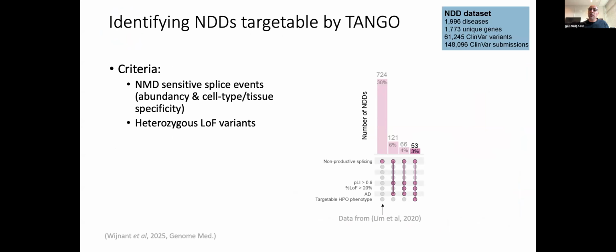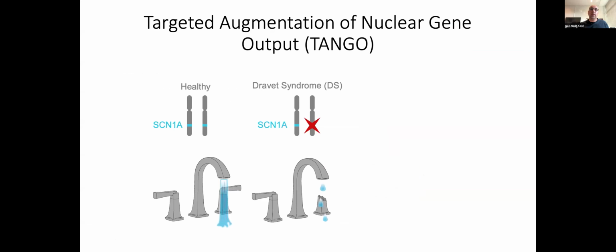I'll show you that in a second. So we really wanted to investigate, could that also be a strategy for EHMT1 or other neurodevelopmental disorders? And just to illustrate how TANGO actually works, I illustrated it for the gene SCN1A, which is now in clinical trial. But you could replace SCN1A, for example, with EHMT1.